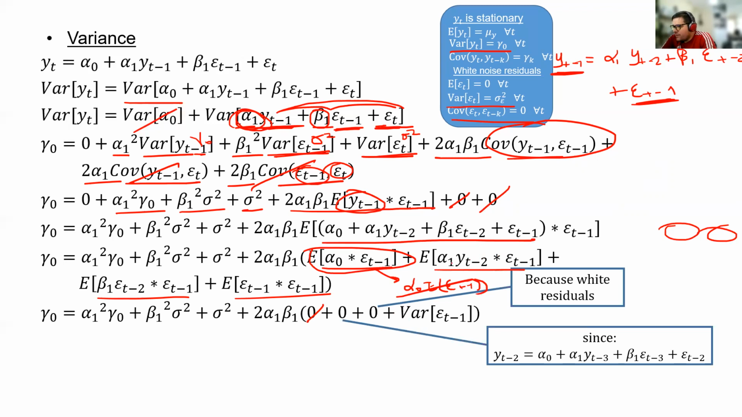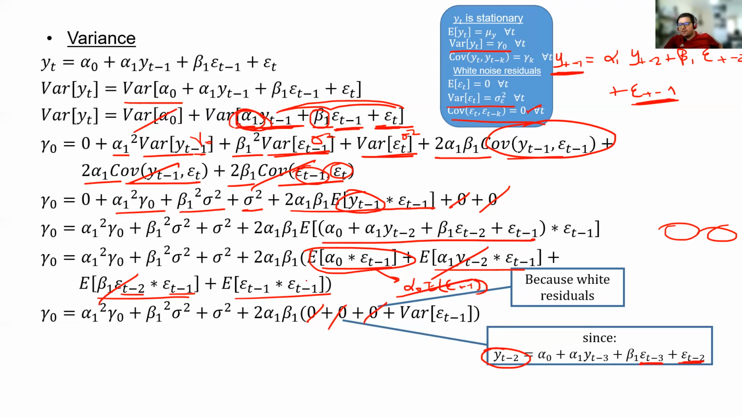Yeah, yt minus 2 is not explained by et minus 1, it's explained by et minus 3 and et minus 2. So this second term will become a 0. That's this 0. The third term, we have et minus 2 and et minus 1. This will become the covariance between this and this, which, as you remember from the equations, is equal to 0. So this will go to 0.